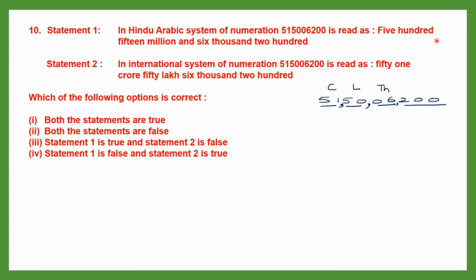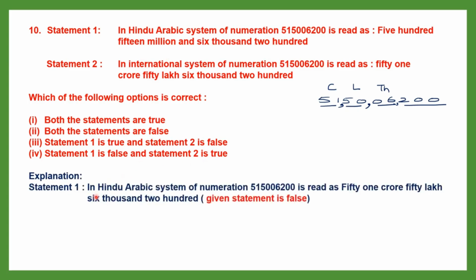But the statement tells us something else. That means statement 1 is false. So let's write our answer. Statement 1: in the Hindu-Arabic system of numeration, we read this as 51 crore 50 lakh 6,200. So that is how it is read. So that means statement 1 is false according to this.